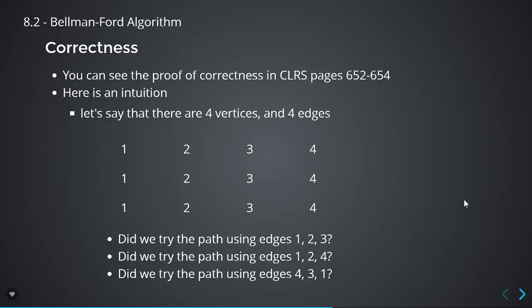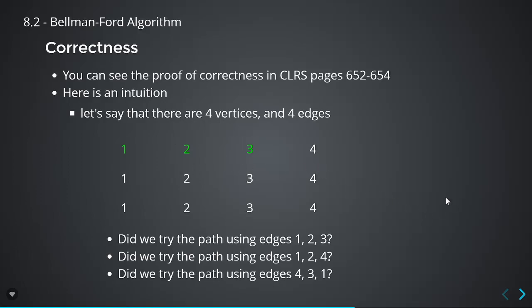So, think about this. Did you try the path using the edges 1, 2, 3? So don't worry about which edge is connected to which vertex. Don't worry about the details. Just look at the list of edges and ask yourself, there are edges 1, 2, 3. Did I use that edge? Did I go from 1 to 2 to 3? The answer is yes, because at least in the first iteration, I relax 1, and then I relax 2, and then I relax 3, which is the same as me going from 1, using edge 1, and then using edge 2, and then using edge 3.